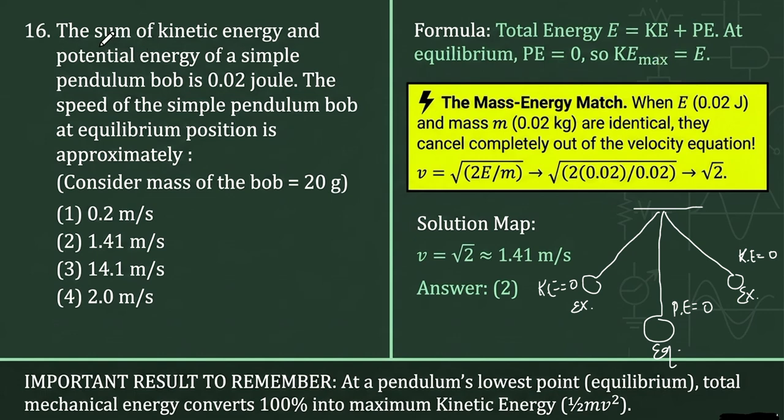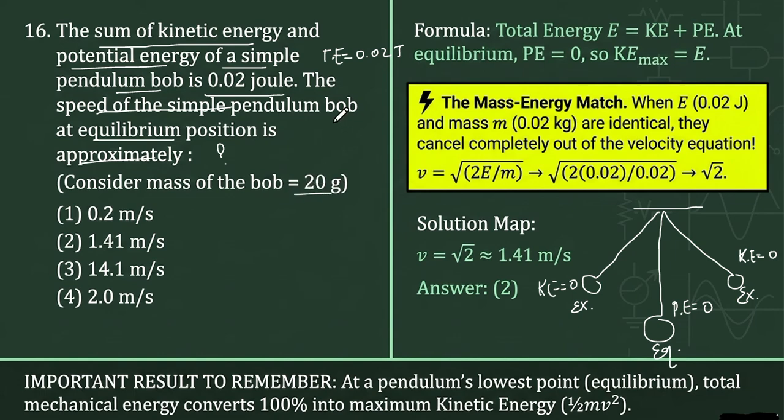The question is: the sum of kinetic energy and potential energy of a simple pendulum bob is 0.02 joule. So sum of kinetic plus potential means total energy. So total energy is given 0.02 joule. Next, the speed of the simple pendulum at the equilibrium position is approximately, that we have to find out. And the mass of the bob is given 20 gram.